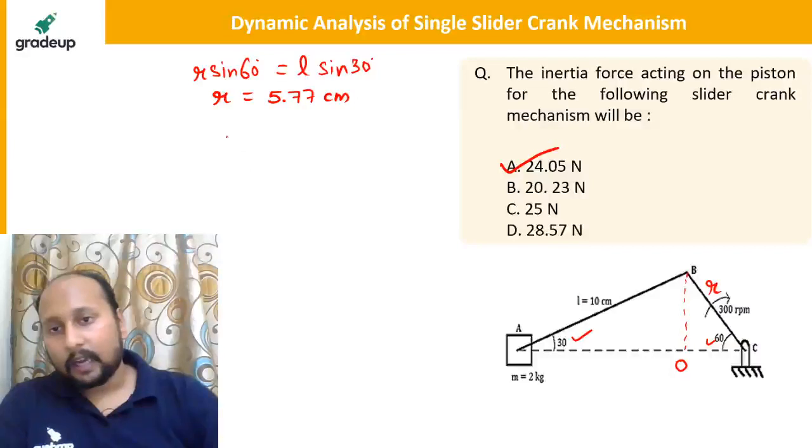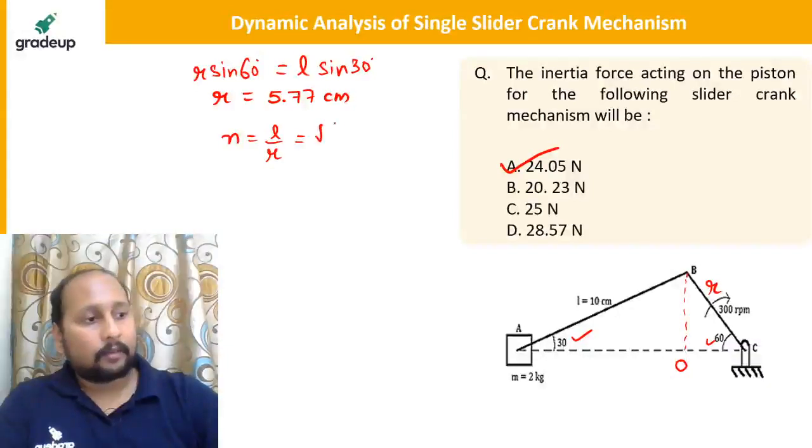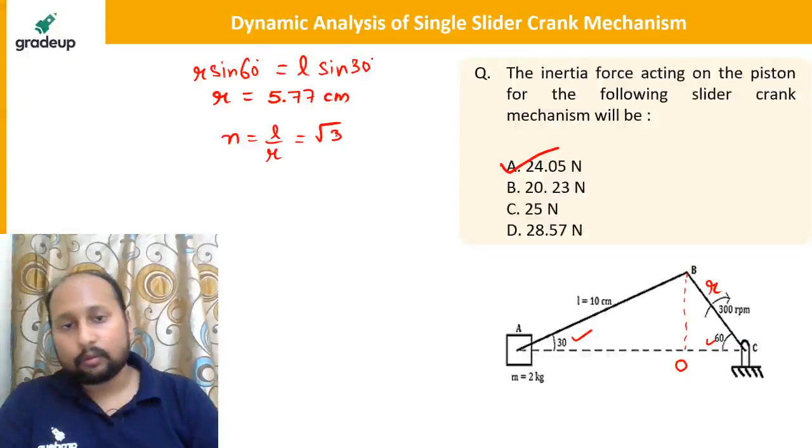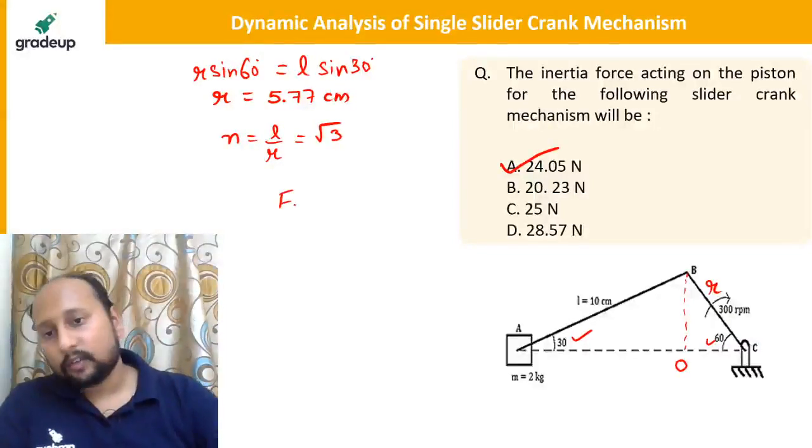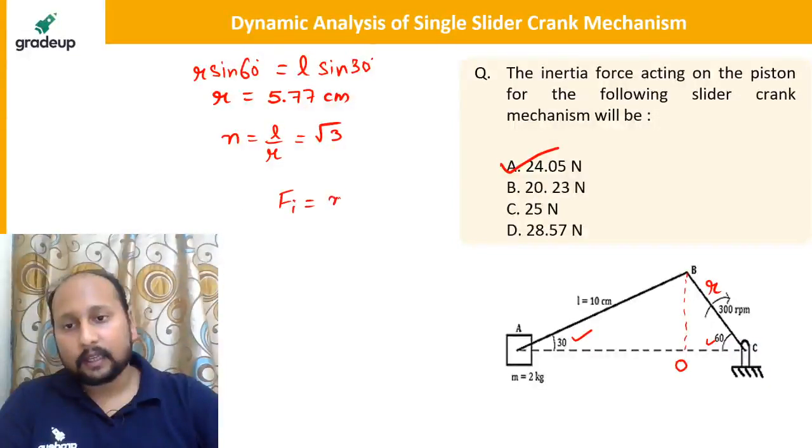After getting the value of R, next is n is equal to L by R. L by R will be root 3. You'll be getting L by R is equal to root 3. Next, they are asking inertia force. What is inertia force? Fi. They are asking Fi. Fi is equal to m into acceleration. Acceleration is r omega square into (cos theta plus cos 2 theta by n).